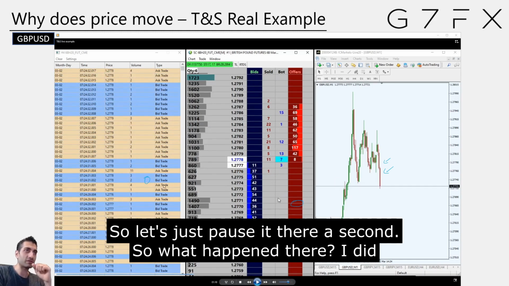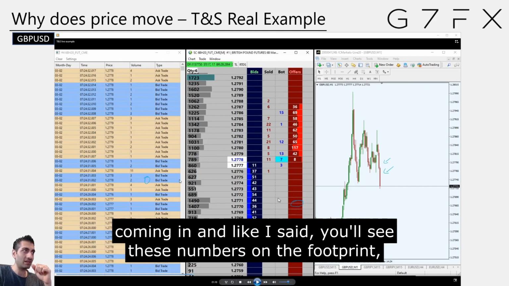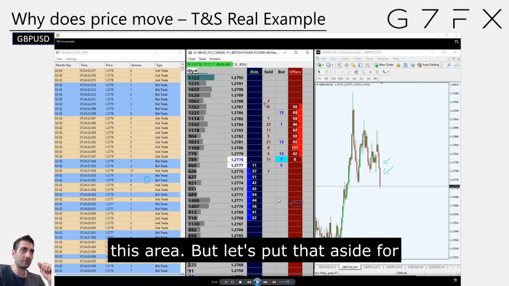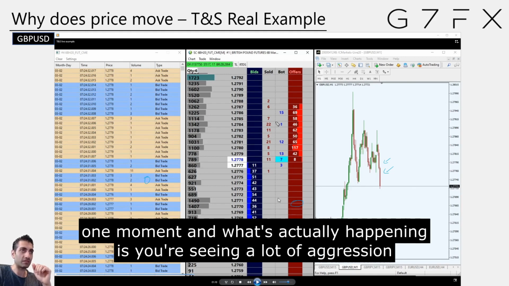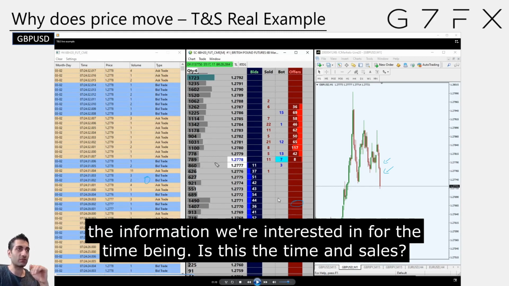So let's just pause it there a second. What happened there? I did scroll it just to keep this in the center, but essentially, as you can see here, a lot of sellers coming in, and like I said, you'll see these numbers on the footprint, this area, but let's put that aside for one moment. What's actually happening is you're seeing a lot of aggression come in. They're basically hitting these bids. These are people who want to buy. The information we're interested in for the time being is the time and sales.